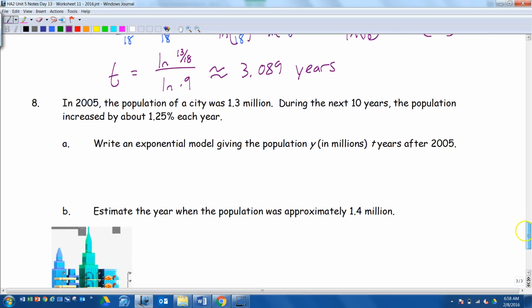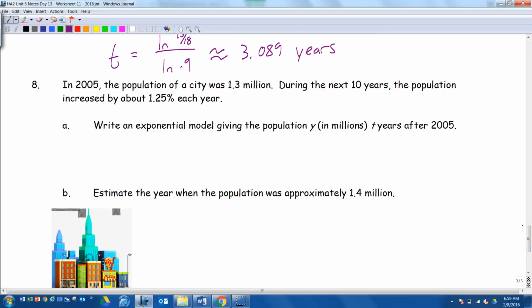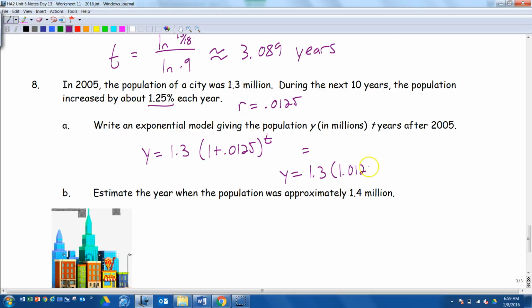So, in 2005, the population was 1.3 million. During the next 10 years, the population increased by that percent each year, which if you put that as a rate, is 0.0125. Write an exponential model given y and t. So y is equal to the starting point in millions, 1.3, times 1 plus, because it's increasing, 0.0125 to the t. So if I rewrite that, I get y is equal to 1.3 times 1.0125 to the t. So that is my equation.